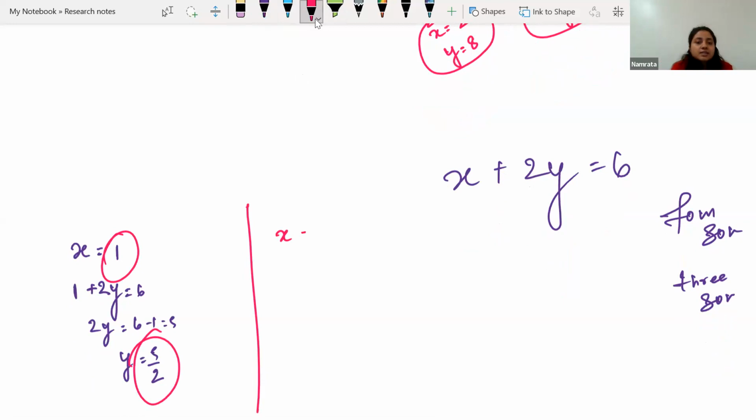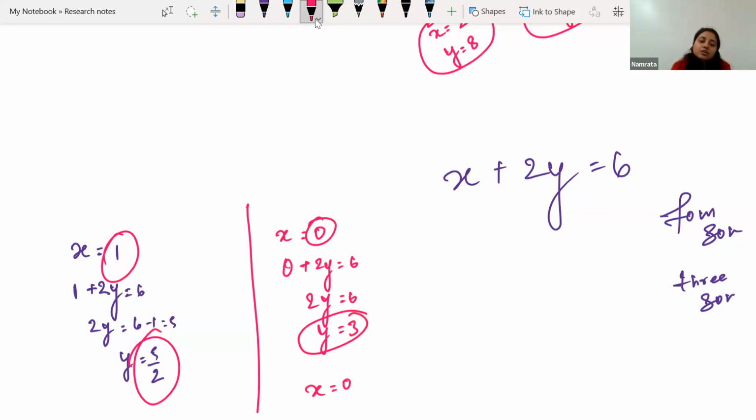We can take x as 0 and find the y value. Randomly I am taking x as 1, x as 0, x as 2, x as 20, x as 5, any number we can take for x, and we calculate the y value for that. So if we take x as 0, we get 0 plus 2y is equal to 6, 2y is equal to 6, then y is equal to 3. So when we have taken x as 0, we got y as 3, x 0, y 3. This is also one of the solutions. Can you see we have got two solutions?